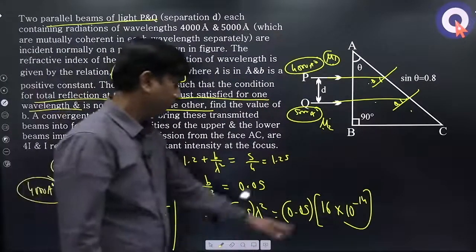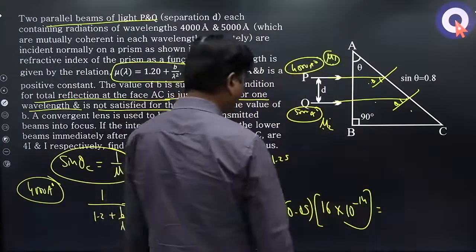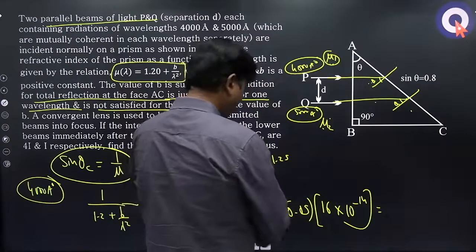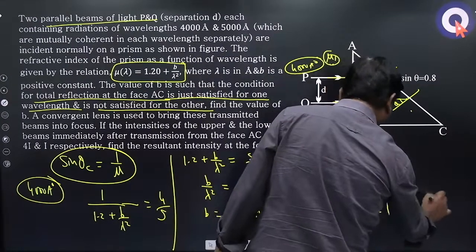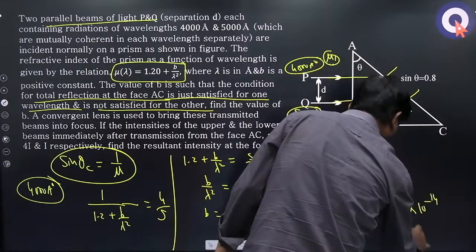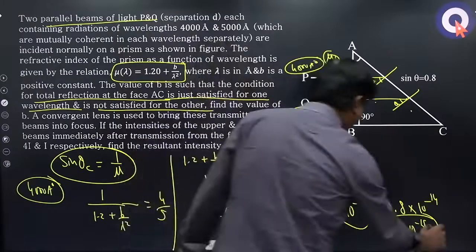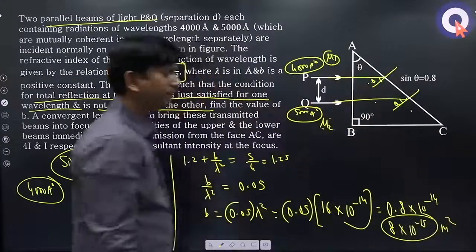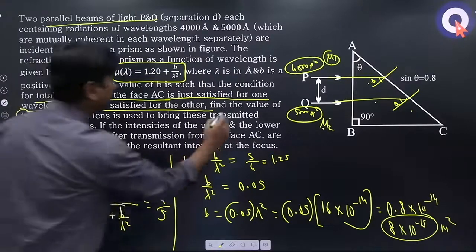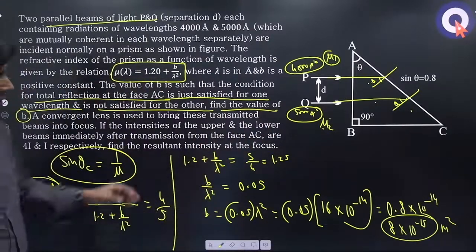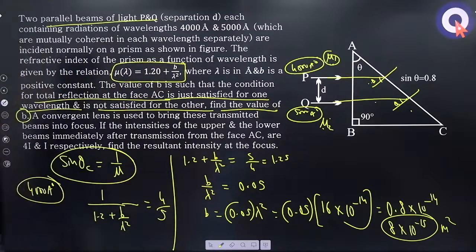That comes out to be 16 into 0.05, which is 0.8, times 10 power minus 14, which will give us 8 into 10 power minus 15, and that is in meter square. It's the value of B. First bit, they are asking the value of B, correct? Value of B is nothing but 8 into 10 power minus 15 meter square. That is the value of B, right?